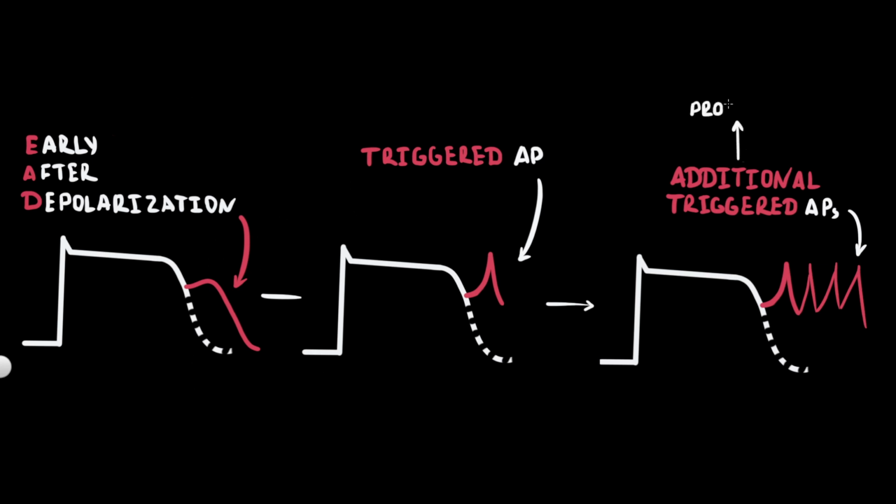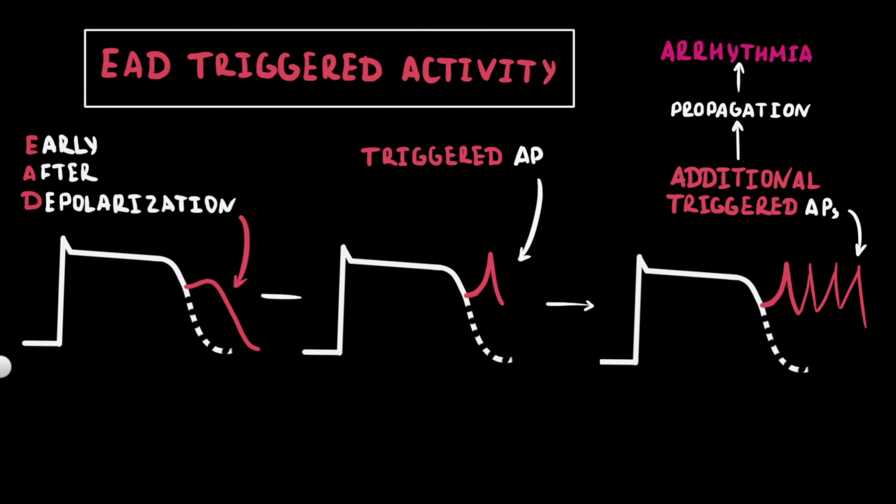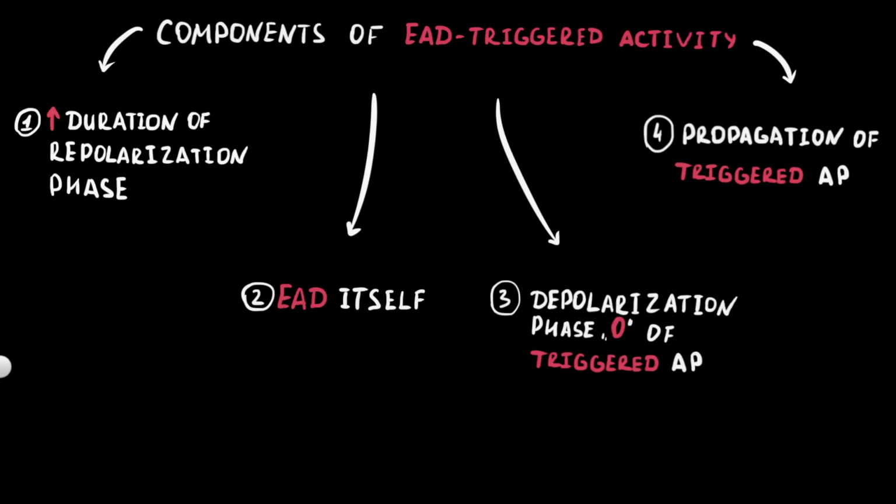These triggered action potentials that are induced by early afterdepolarization can be propagated from the site of origin and cause triggered arrhythmias. Together, early afterdepolarization and triggered action potential can be called early afterdepolarization triggered activity, which subsequently can cause arrhythmia. There are 4 components of early afterdepolarization triggered activity. The first one is critical lengthening of the time for action potential repolarization, or we can also call it conditioning phase.